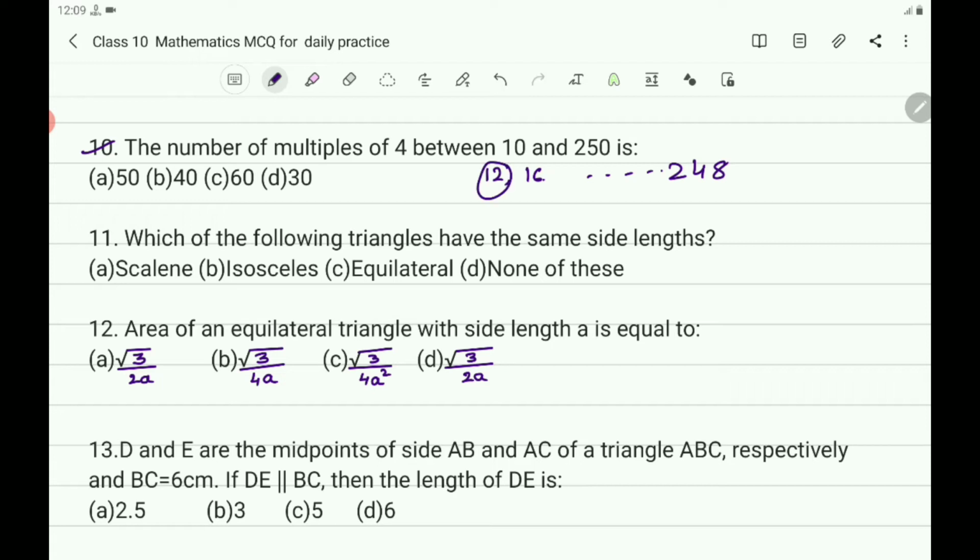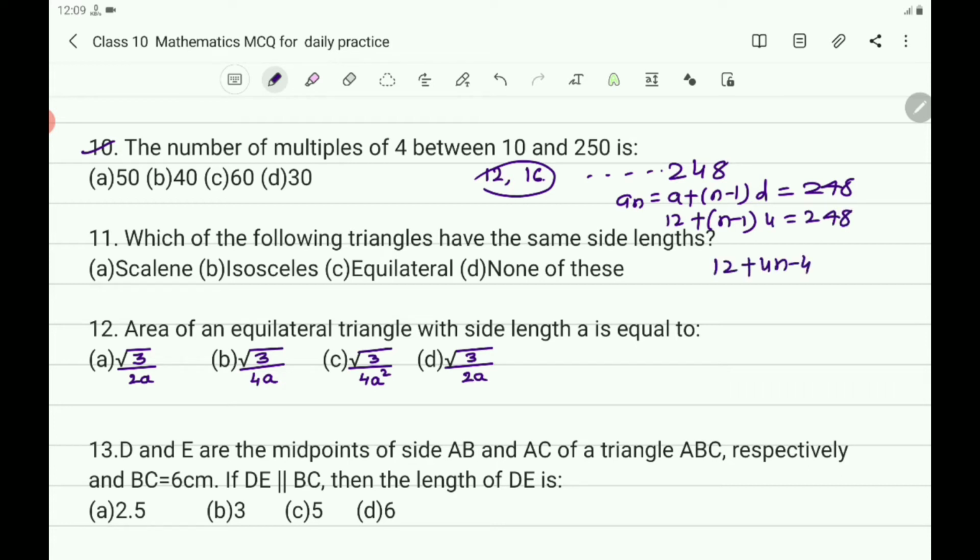Here the first multiple of 4 and the last multiple of 4 between 10 and 250 are 12 and 248. Now, what you have to find out? The number of multiples. So you take this as the an. An equals a plus n minus 1 into d, that is 248. A is 12. 12 plus n minus 1 into d, where 16 minus 12 is 4. So 248 equals 12 plus 4n minus 4.